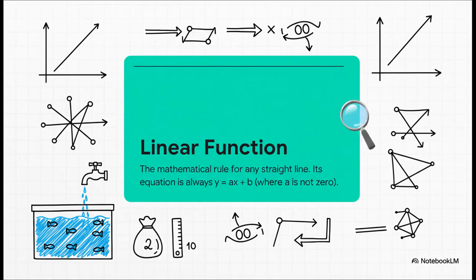This relationship between the time going by and the total water in the tank is a linear function. It's got a starting point and a nice, steady change. And that little story gives us the secret code for all linear functions. It looks like this: y = ax + b. Now, don't let the letters freak you out. X is just your input and y is your output, like before. The a and b are just numbers.